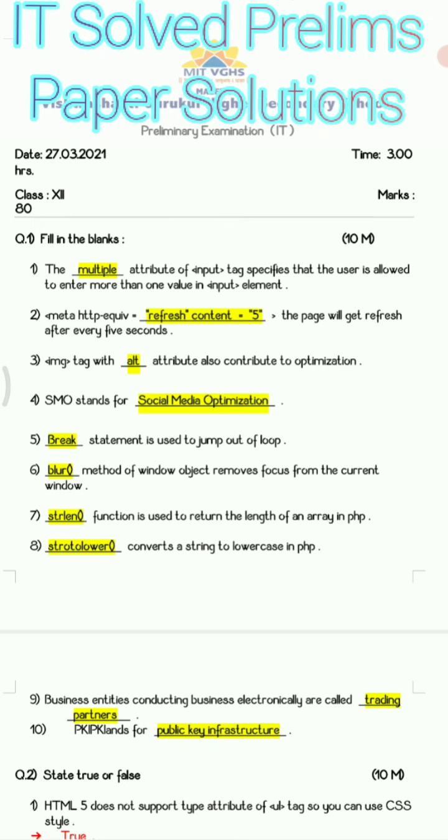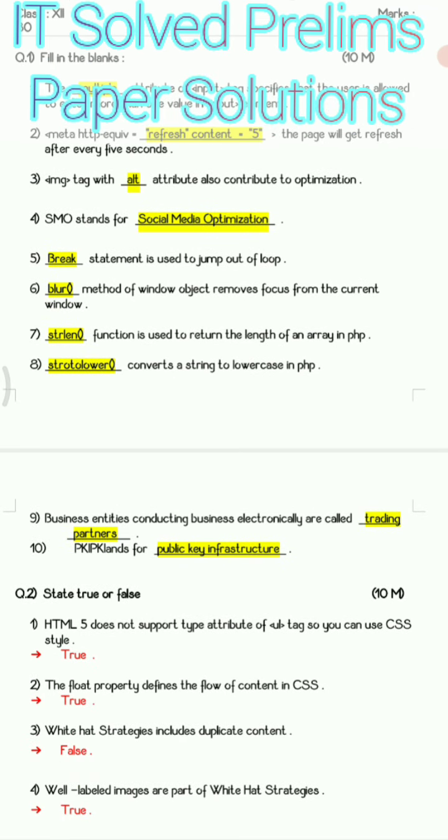strlen is a string length function. Okay, str means string and len means length. So the strlen function is used to return the length of the string in PHP. Next is strtolower, what does it mean? It converts the string into lower case in the case of PHP.